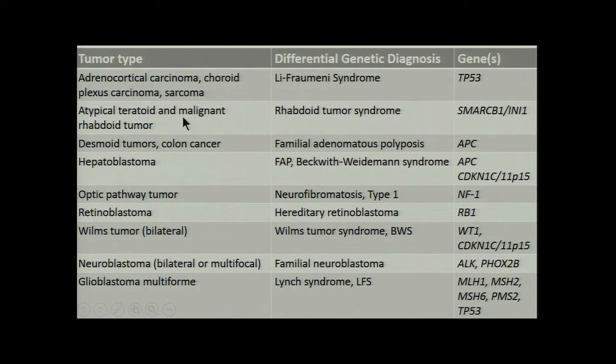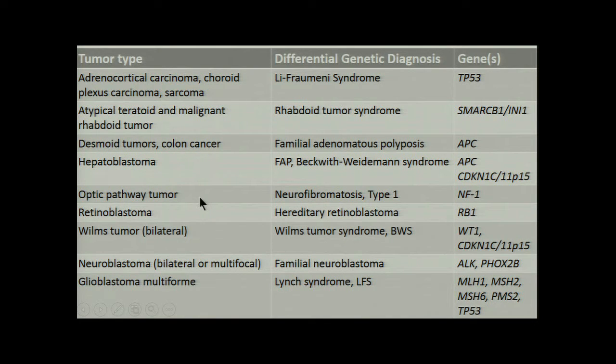Atypical teratoid or malignant rhabdoid tumor is associated with rhabdoid tumor syndrome caused by mutations in SMARCB1 or INI1. It is thought that up to half of the patients that have rhabdoid tumor will have this syndrome. Desmoid tumors, and then less commonly colon cancer in a pediatric patient, are associated with familial adenomatous polyposis caused by mutations in APC. Hepatoblastoma is also associated with FAP as well as Beckwith-Wiedemann syndrome, which Dr. Martinez will speak about later, caused by abnormalities in CDKN1C and chromosome 11p15.